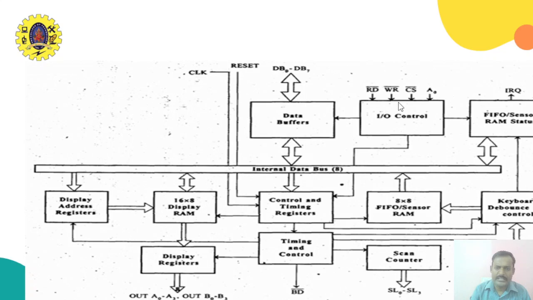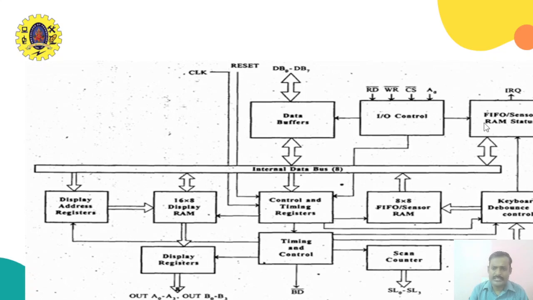Look at this. These are the IO control signals. We have the read signal, write signal, chip select and A0. The read and write signals decide whether it is a read operation or a write operation, and the chip select is for address selection. The remaining address lines will be combined and given to this chip select. And whether it is a control word or data word will be decided by A0.